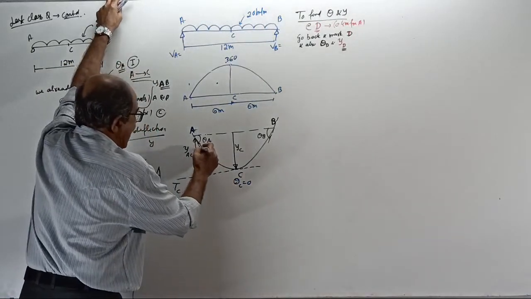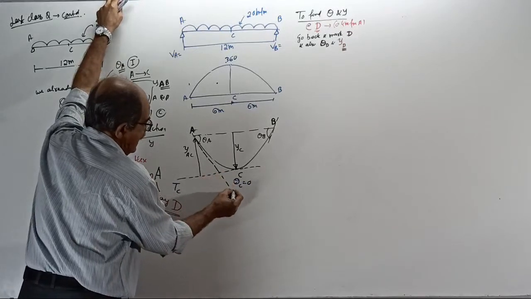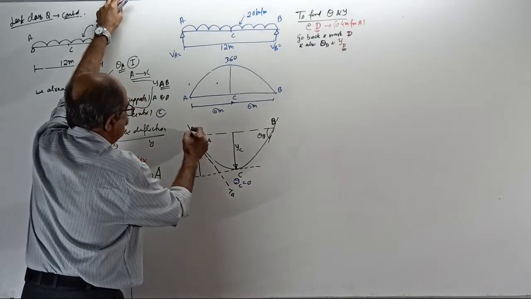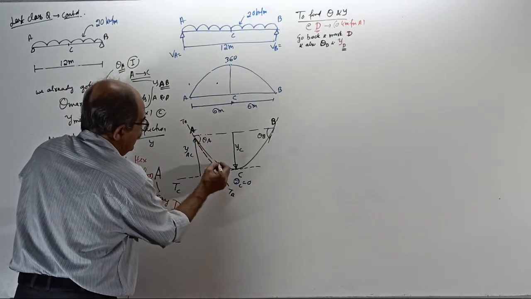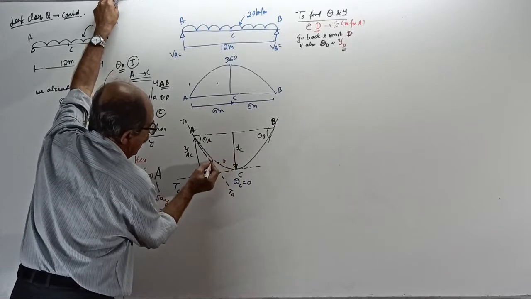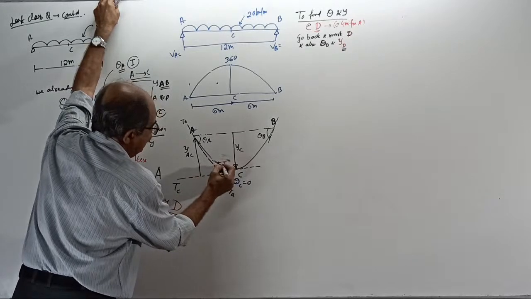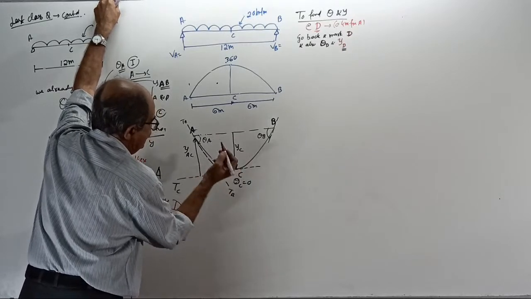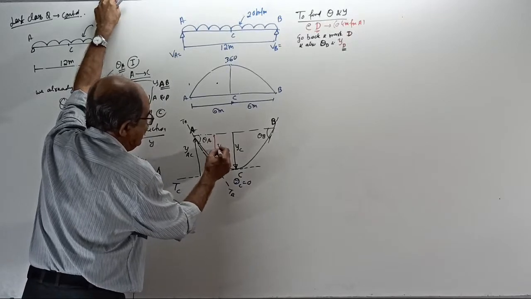This is the tangent at A. Sorry, tangent at A. Continue. Tangent at A, continue here also. The point D is somewhere here. Draw a tangent here. This is your theta D. Then this is your deflection at D.